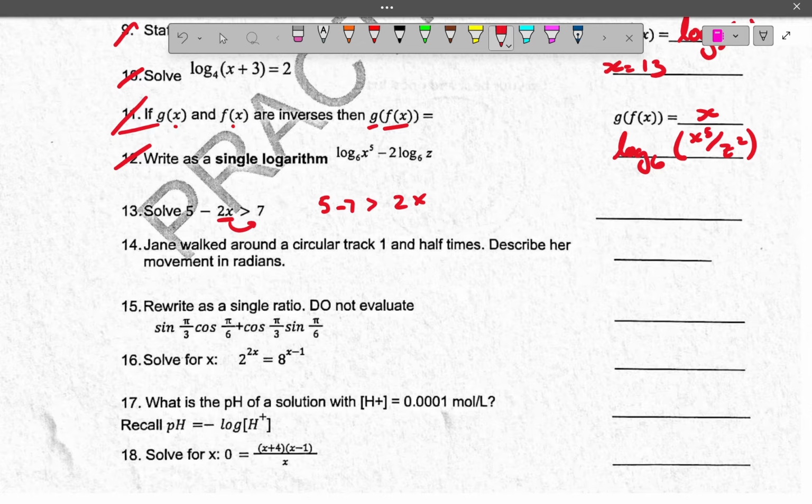which would be negative 2 is greater than 2x. And then lastly, I'll divide both sides by 2. So I'll have negative 1 is greater than x. That's our final answer, and so I'm going to just write it here.